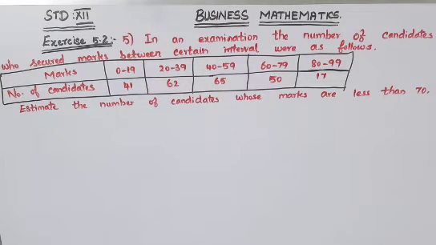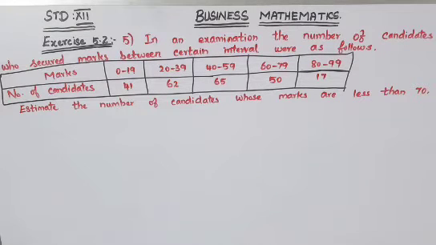Standard 12th Business Mathematics Exercise 5.2. Fifth question. In an examination, the number of candidates who secured marks between certain intervals were as follows.